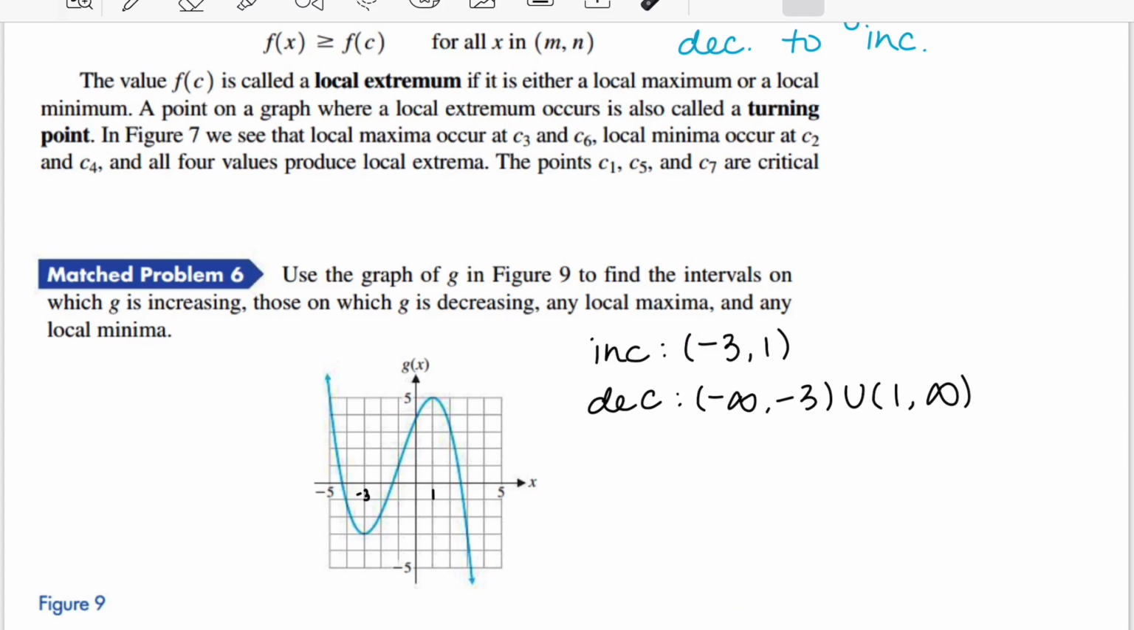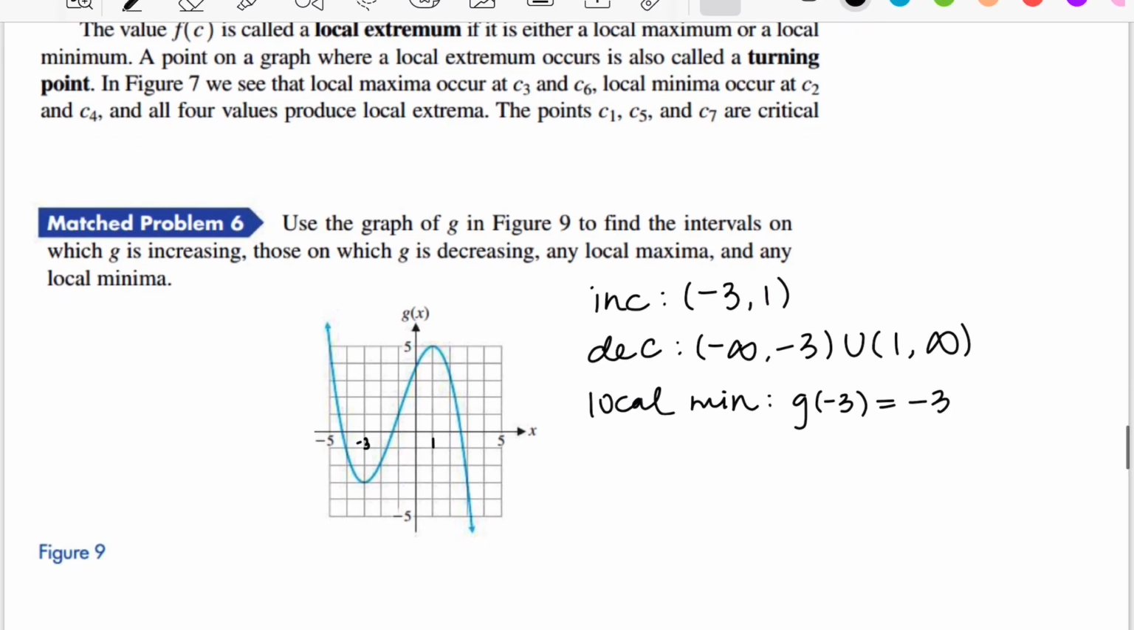Now, when we go from decreasing to increasing, we know that we're going to have a local minimum. So we can see that that occurs here when x is equal to -3. So we have a local minimum when x is equal to -3. So plugging this into our function here, at -3, our g of x value looks to be about -3. All right.